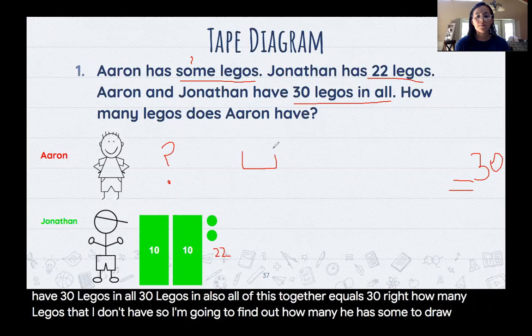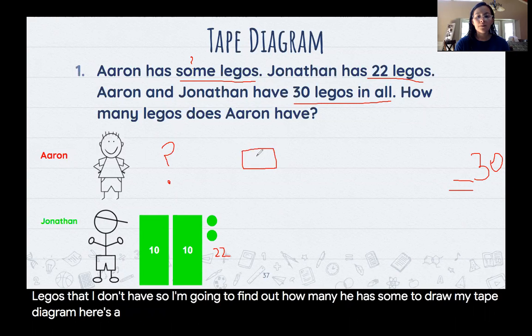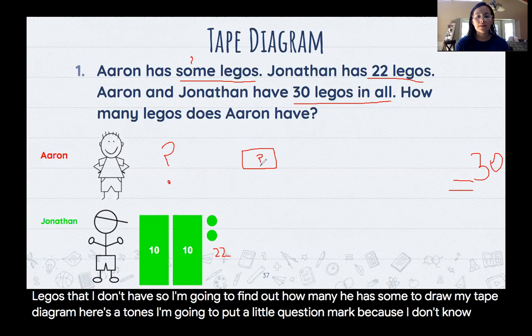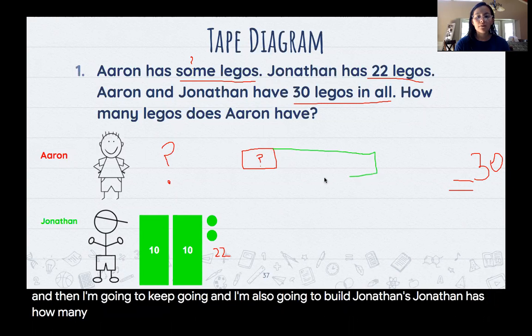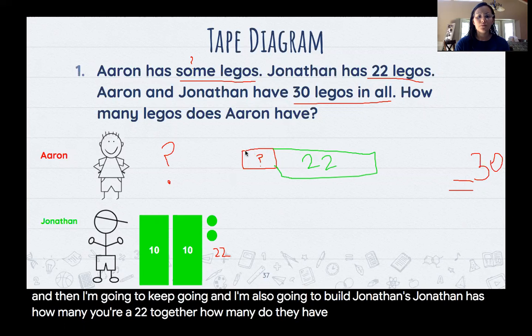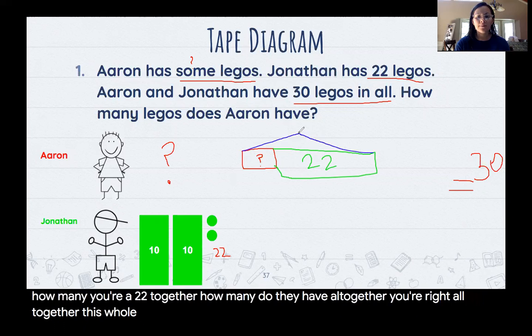I'm going to draw my tape diagram. Here's Edon's. I'm going to put a little question mark because I don't know his. And then I'm going to keep going, and I'm also going to build Jonathan's. Jonathan has how many? You're right, 22. Together, how many do they have? All together. You're right, all together, this whole tape diagram makes 30.